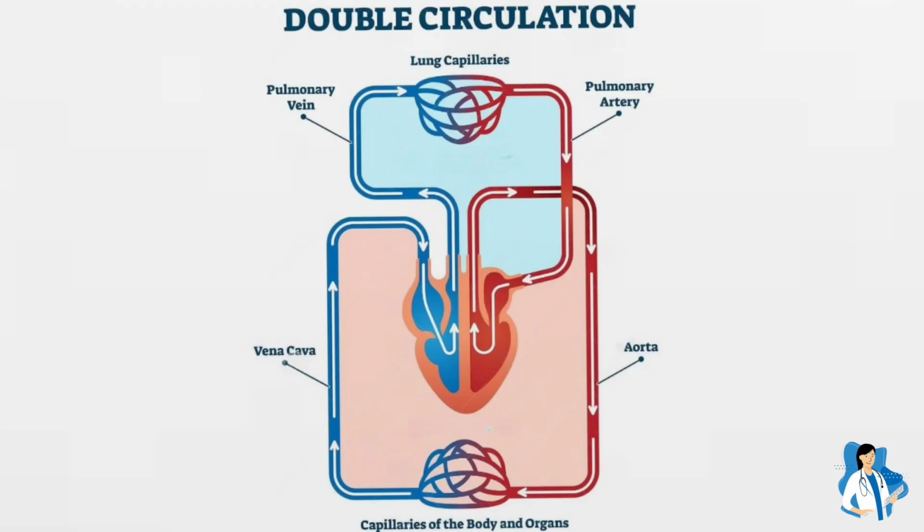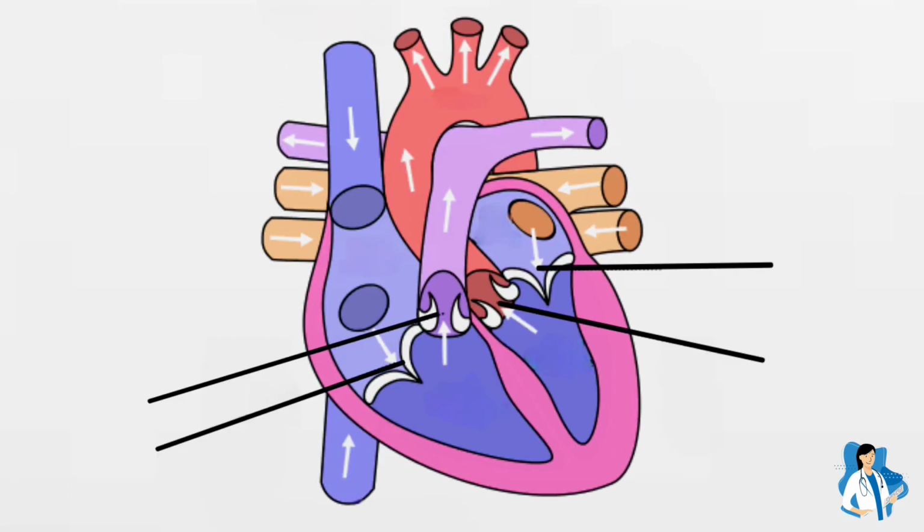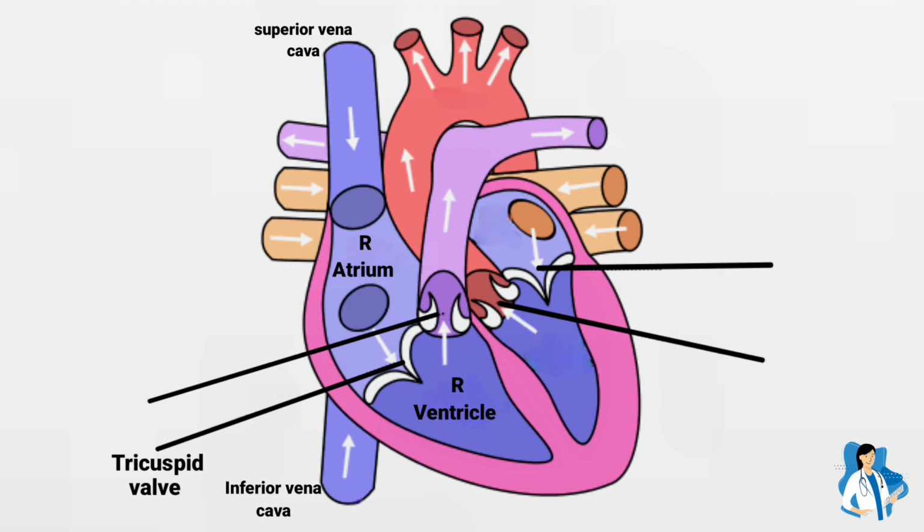The next topic, circulation of the heart. Double circulation occurs in the human heart, that is pulmonary circulation and systemic circulation. First of all, how does circulation occur? The deoxygenated blood from the superior and inferior vena cava enters the right atrium, then flows into the right ventricle through the tricuspid valve and passes towards the pulmonary artery through the pulmonary valve into the right and left lungs.